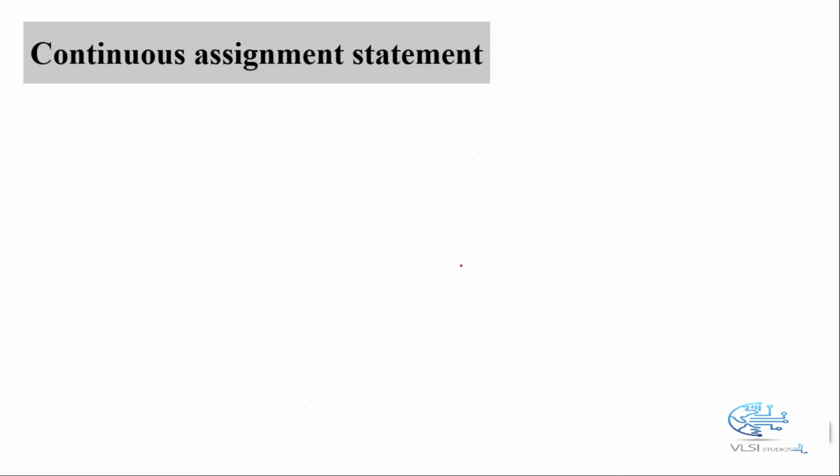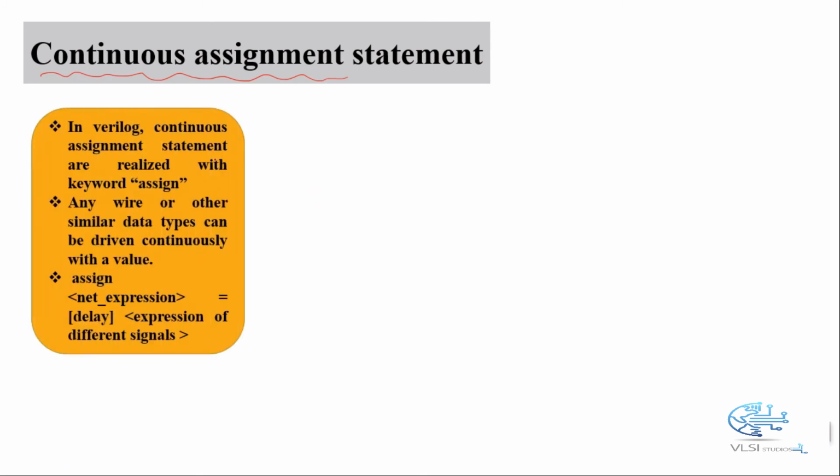Now moving onwards to our assignment statements. The first assignment statement is the continuous assignment statement. In Verilog, the continuous assignment statement is generally realized with the reserved keyword assign. It means that any wire or data that we want to drive continuously, at that time we use the continuous assignment statement.